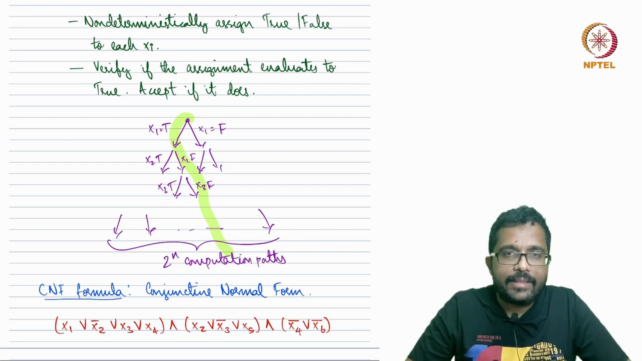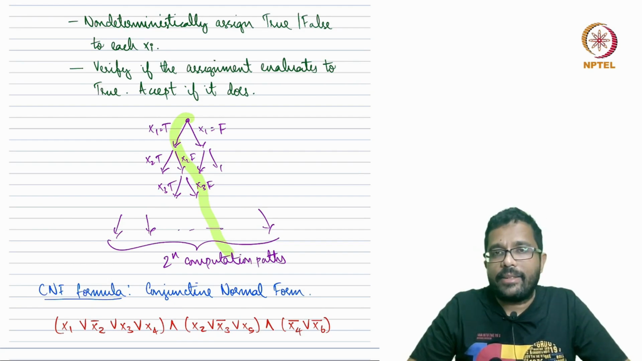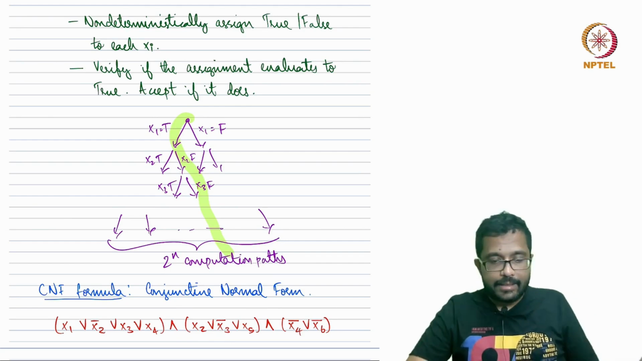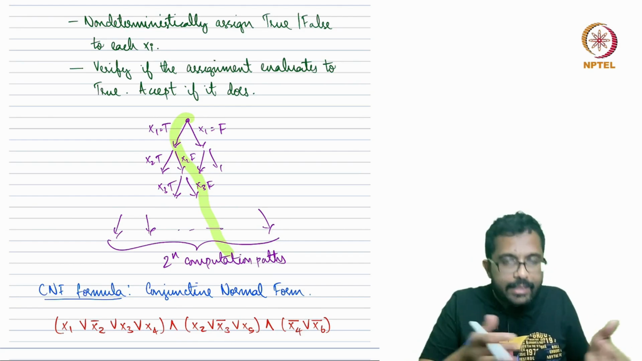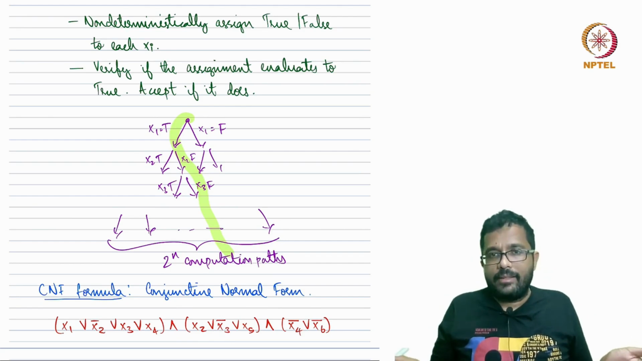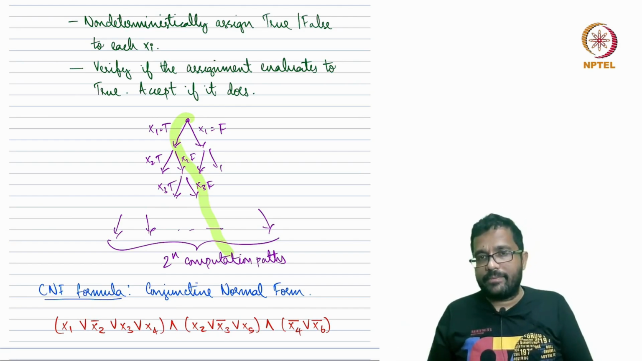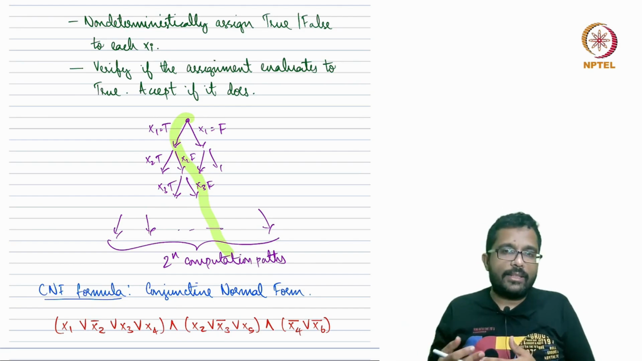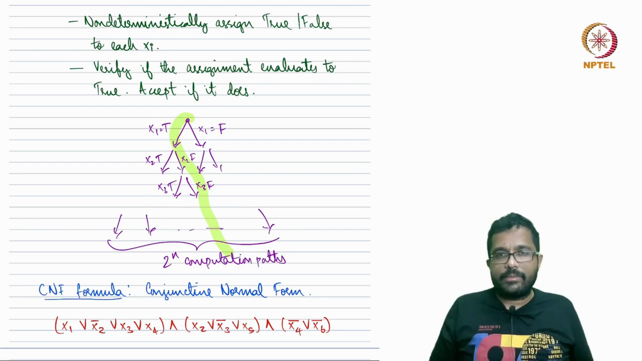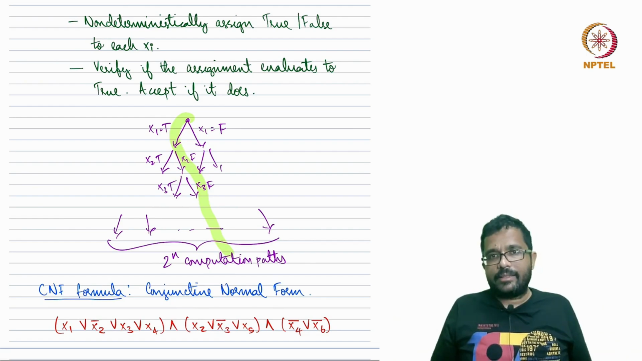If it satisfies, we accept. If it does not satisfy, we reject. So if there is a satisfying assignment, it is one of these 2 power n possible paths, and that path leads to acceptance. If the formula is not satisfiable, meaning whatever you try it's not going to accept, then all paths will reject. So this is obviously an NP algorithm.